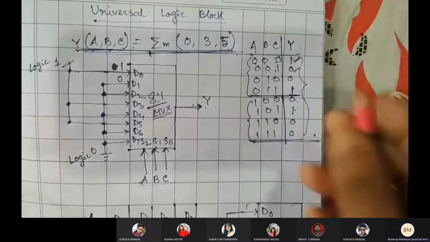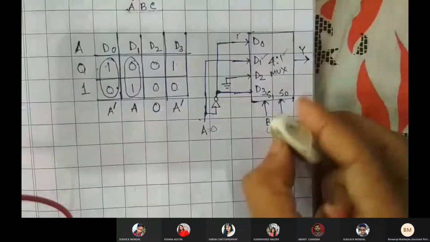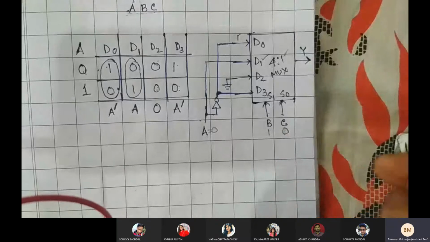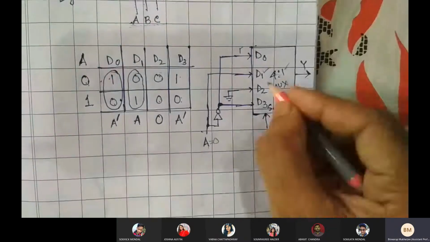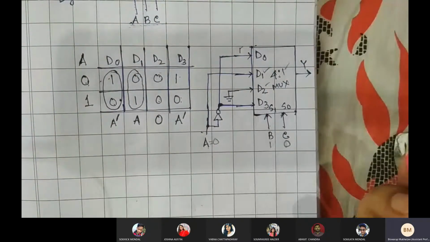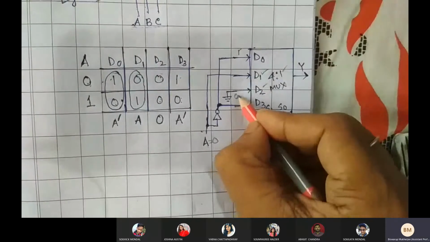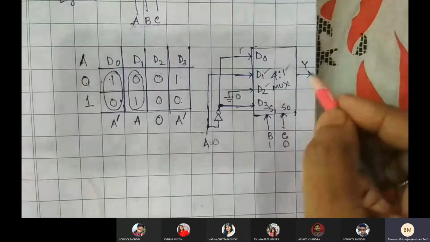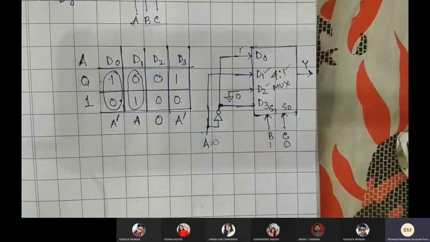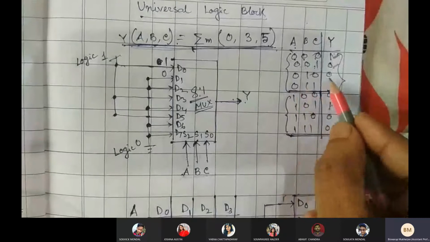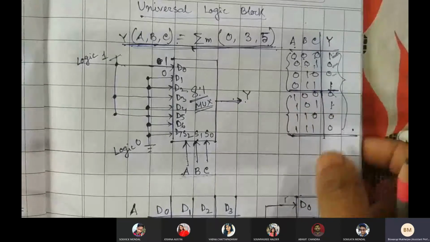Fine. Next, 0, 1, 0. Let's have 0, 1, 0. So for 0, 1, 0, D2 will be selected. Okay. If D2 is selected, what is D2? D2 is logic 0. Automatically output Y is 0, right? So here also you can see that for 0, 1, 0, output is 0, right? It is also matching.